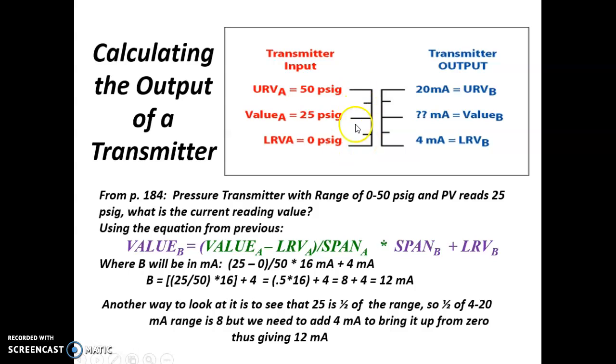So you can look at that and see that this is exactly halfway through, and I think we've done this before. 4 to 20, we know 12 milliamps is generally 50% of the scale, which is what 25 is, percent of the span as well.